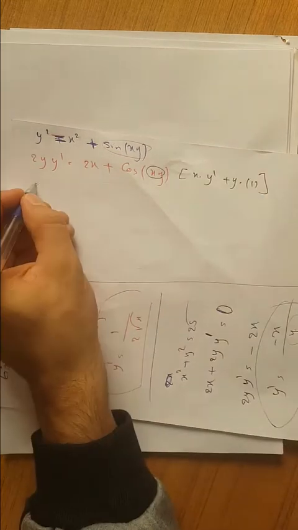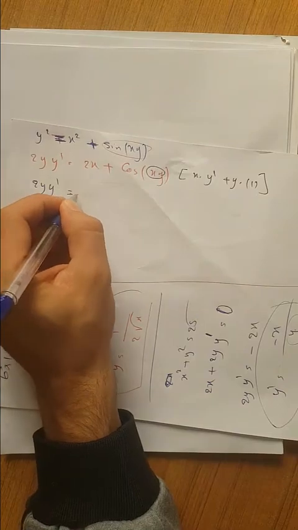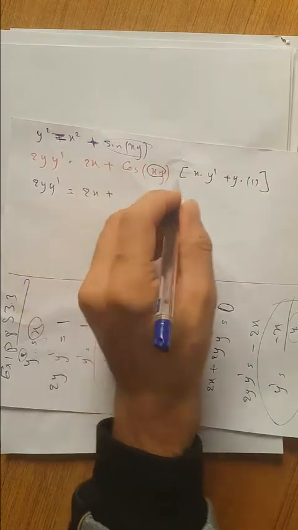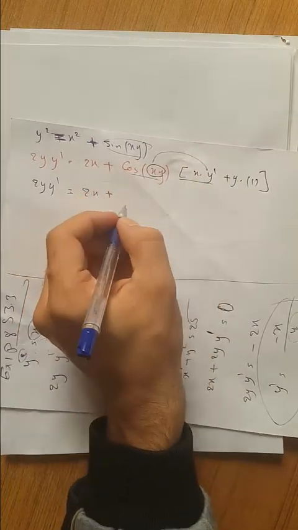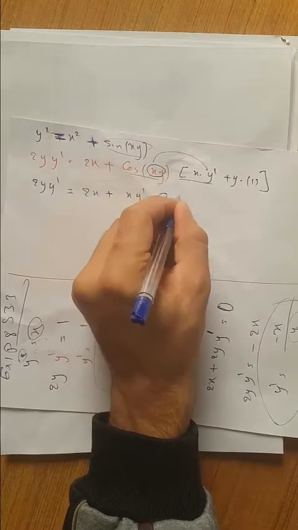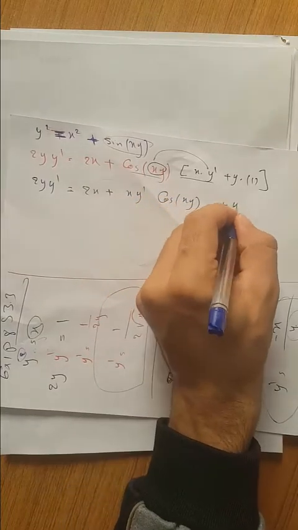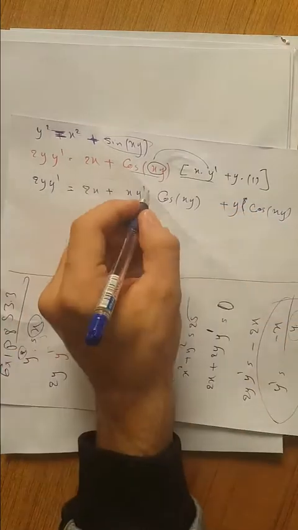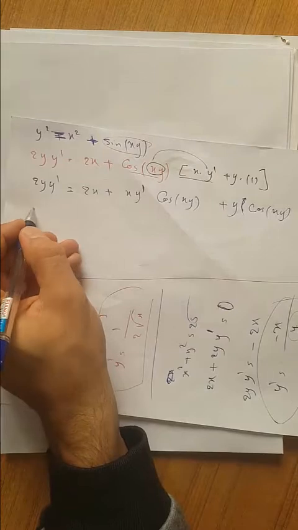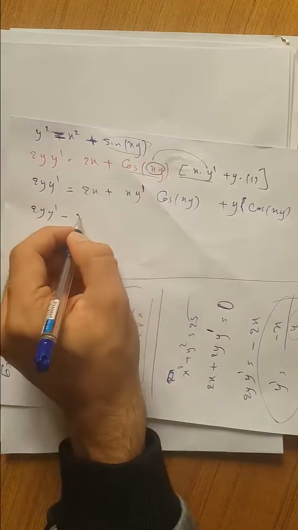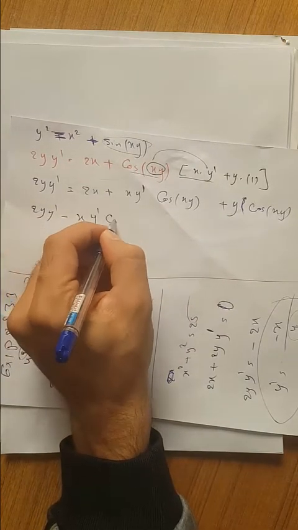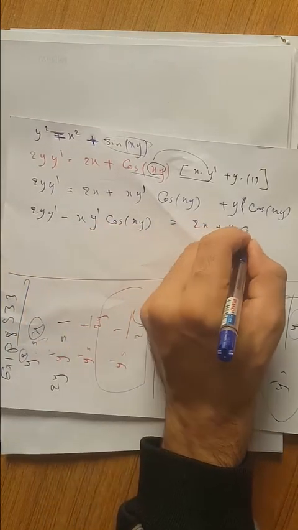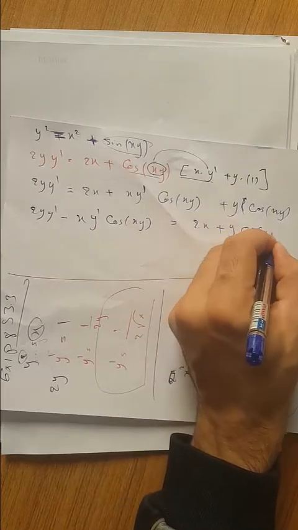Now we rearrange it. This one will come to the first part, and we multiply by the first. So x y prime cosine xy plus y multiply cosine xy again. Okay, dear. Now let the y prime go to the other side. So you have 2y y prime minus x y prime cosine xy is equal to 2x plus y cosine xy. Okay.